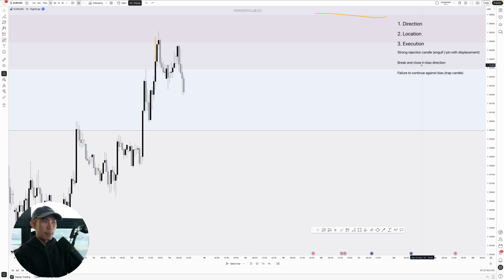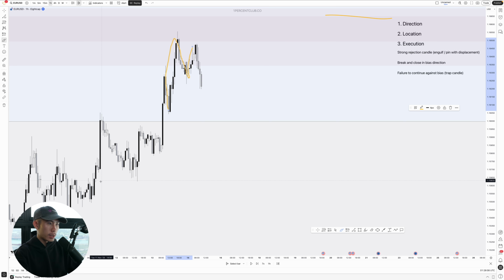Do we have a break and close in bias direction? Yes, we do. Price pretty much came down here and took out this last low right here, broke the last low and closed below it. Is there a failure to continue against the bias? A trap candle? Yes, we do. What will happen is that when price went up there, pulled back, you wanted to go up and continue, right? If it were to continue with this bullish short-term trend direction, what could happen is that price would just continue doing this. But that did not happen. It actually failed. Supply overpowered demand. We got pretty much price crashing down here. So that is where we got our 3 confluences.